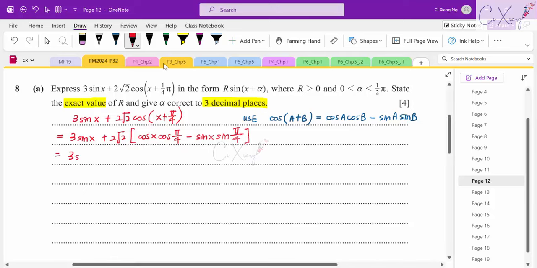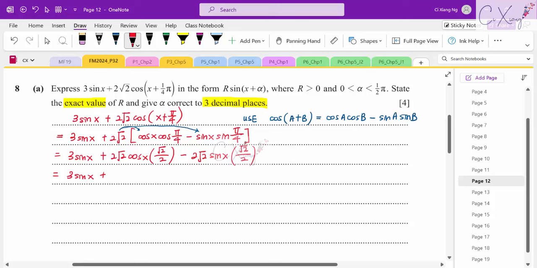Alright, then I try to multiply the 2√2 into both terms, and also try to simplify them with the values for cos π/4 and also sin π/4. Okay, so this is what I'm going to have now. So 2√2, copy the cos x, cos π/4 is √2/2. Then same thing happens here, I'm having 2√2 sin x, sin π/4 is √2/2 as well.